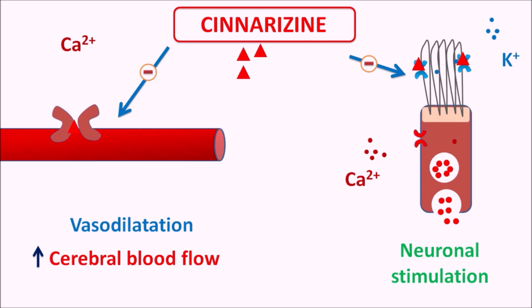Apart from these mechanisms, this drug can also act as antihistamine by blocking the H1 receptors, where it can reduce any allergic response, and it can also block dopamine receptors, which sometimes may lead to Parkinson-like symptoms in the patients.